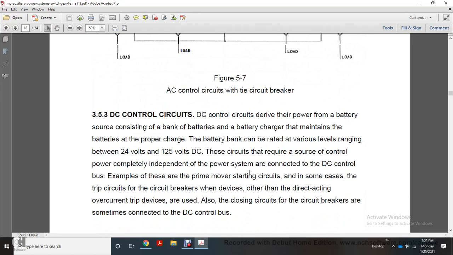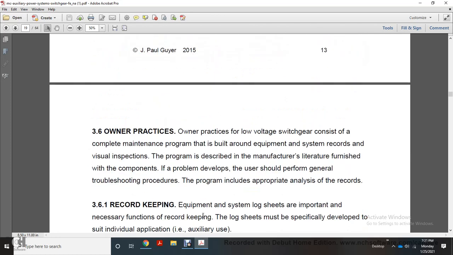Alright, 353, DC control circuit. It derives its power from a battery source consisting of a bank of batteries, with a battery charger to maintain the battery at a proper charge. The battery bank can be rated at various levels ranging from 24 volts to 120 volts DC. These circuits are required to supply control power from a completely independent power system connected to a DC control bus. Examples are the primary mover starting circuit, and in some cases the trip circuit of the circuit breaker where devices other than direct acting overcurrent trip devices are used. Also, the control circuits of the circuit breaker are sometimes connected to the DC control bus.